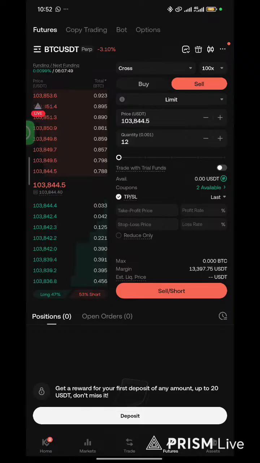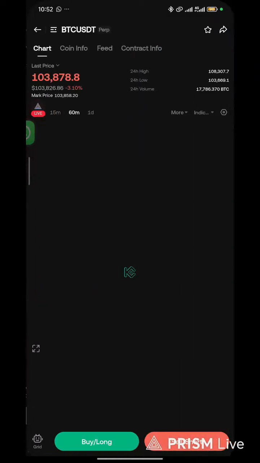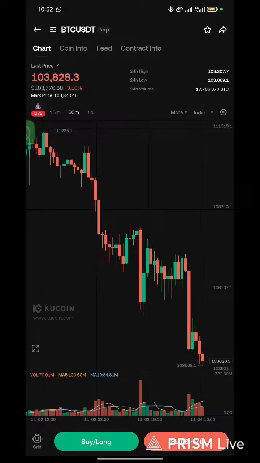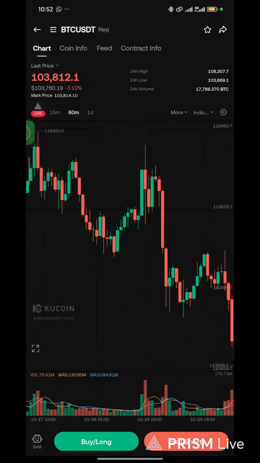Go to the futures section. When you come to the futures section, what do you do? Select the coin you want to trade. BTC, ETH. First of all, if you want to trade BTC, go and look at the chart. Check the nature of the chart.